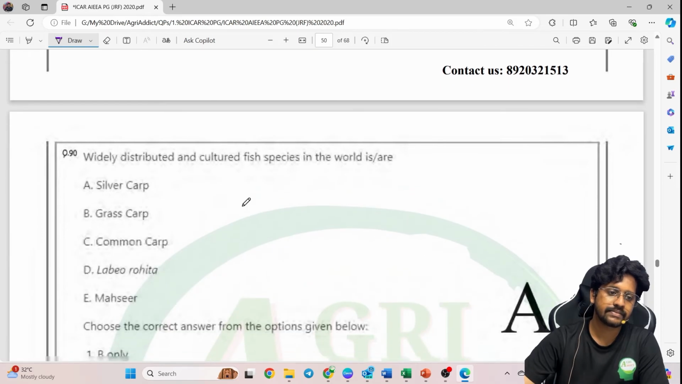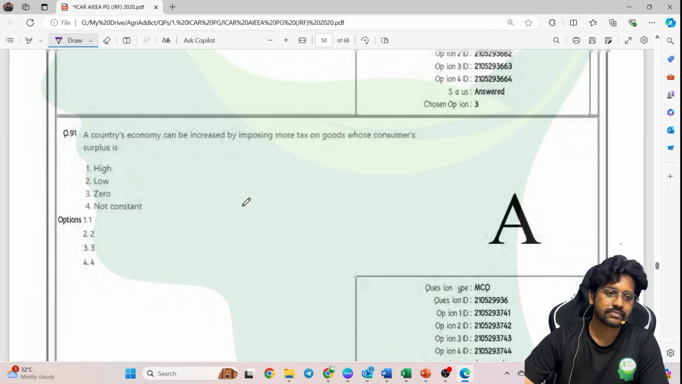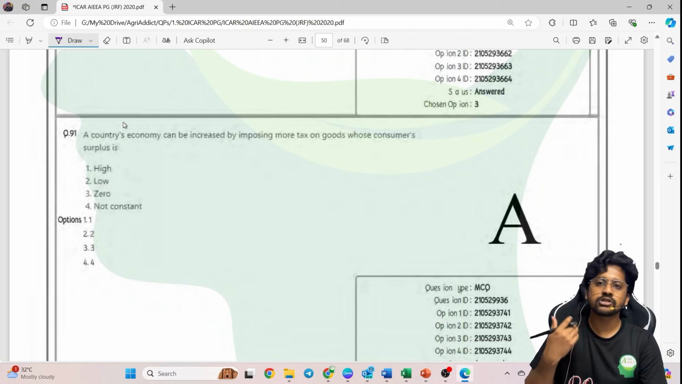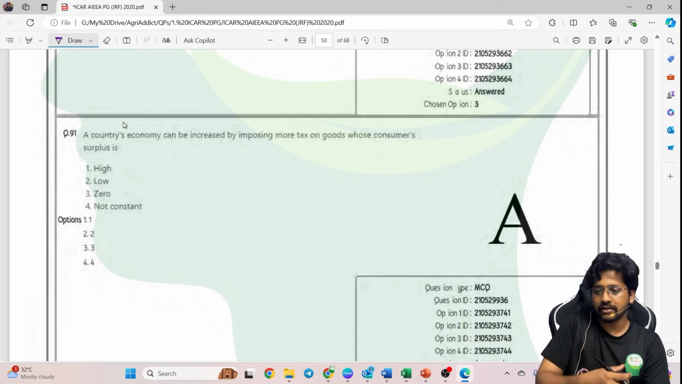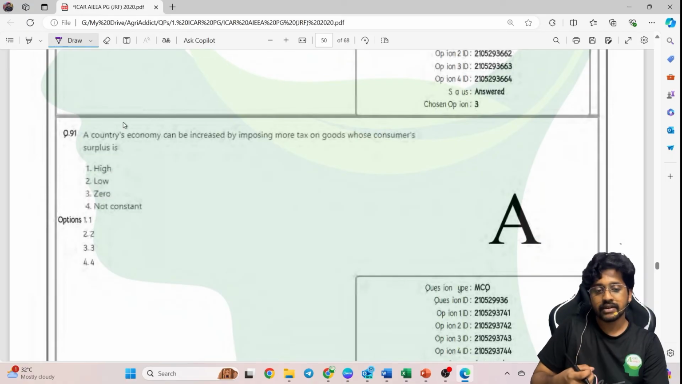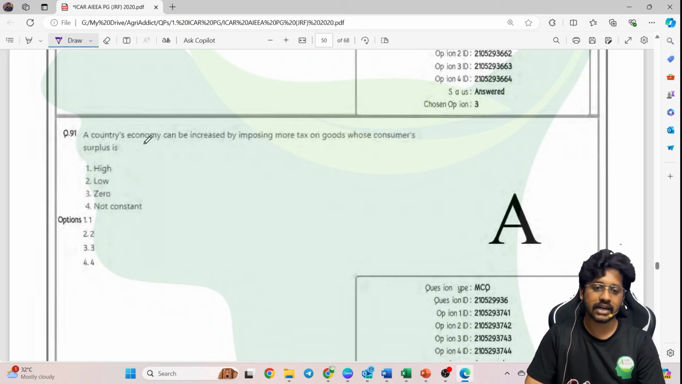Next question. Question number 91. A country's economy can be increased by imposing more tax on goods whose consumer surplus is. So where can the country impose more tax, on the goods which have lower consumer surplus, or on those goods which have higher consumer surplus?